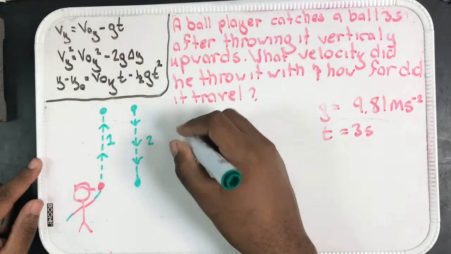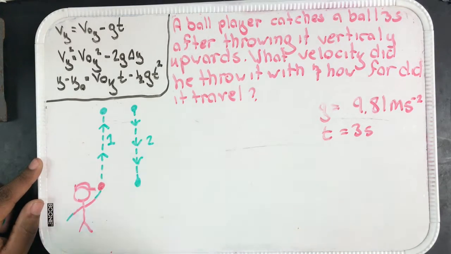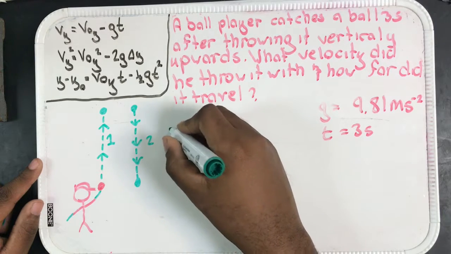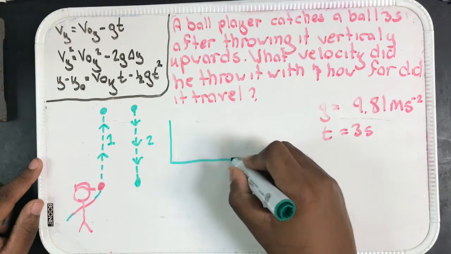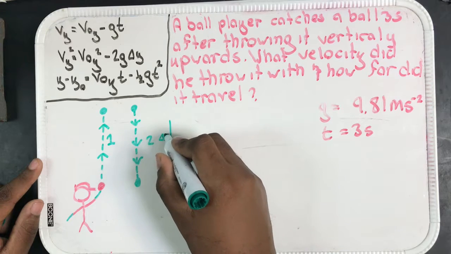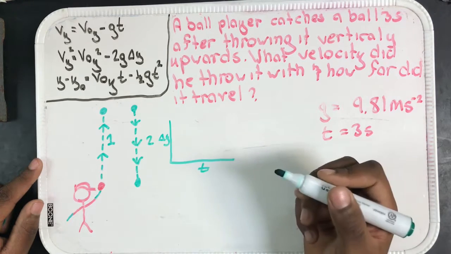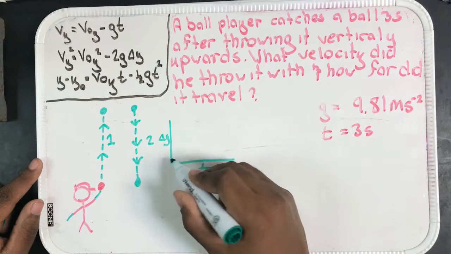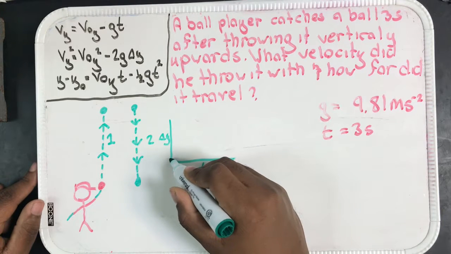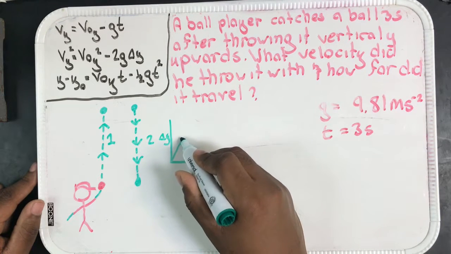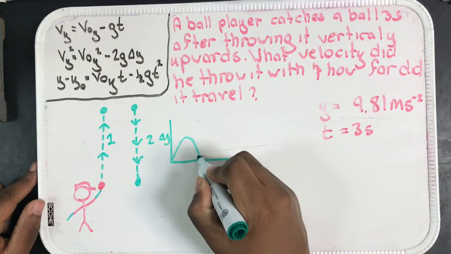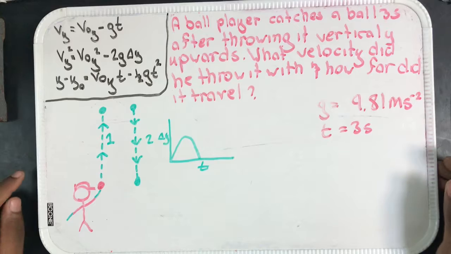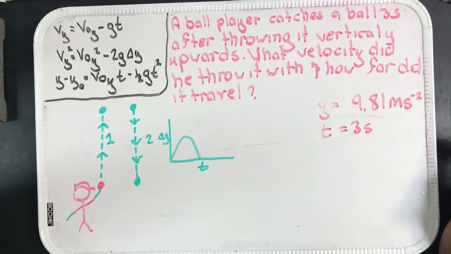Now, I'm going to draw a graph. If I were to plot this motion as a function of time, if I were to plot displacement versus time, and the ball has some displacement, let's start it right here at the origin. The ball travels here, and the ball returns to its same displacement. And we'll notice something about this motion. It's parabolic.